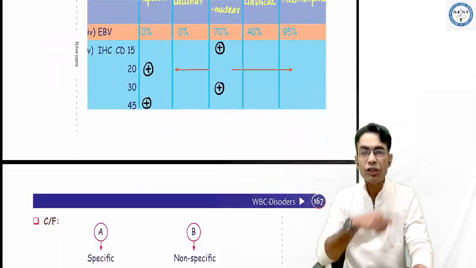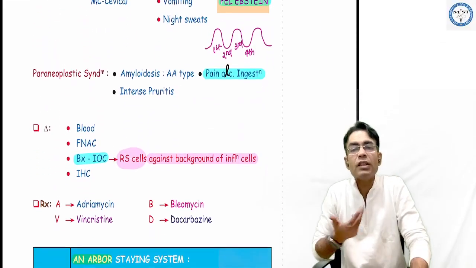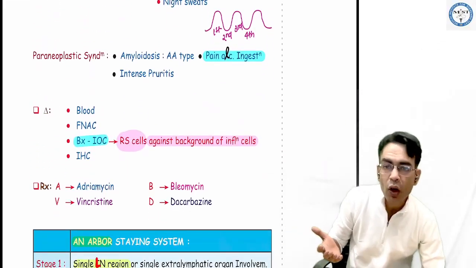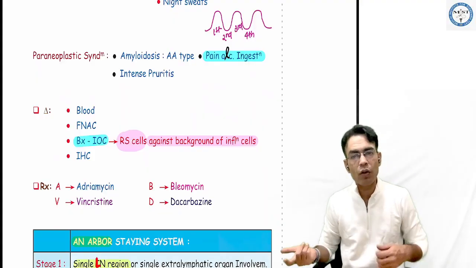With Hodgkin's lymphoma, you see Pel-Ebstein fever. Hodgkin's lymphoma done. The investigation of choice will always be biopsy, because on biopsy you can find RS cell, and RS cell is the hallmark feature of Hodgkin's lymphoma.